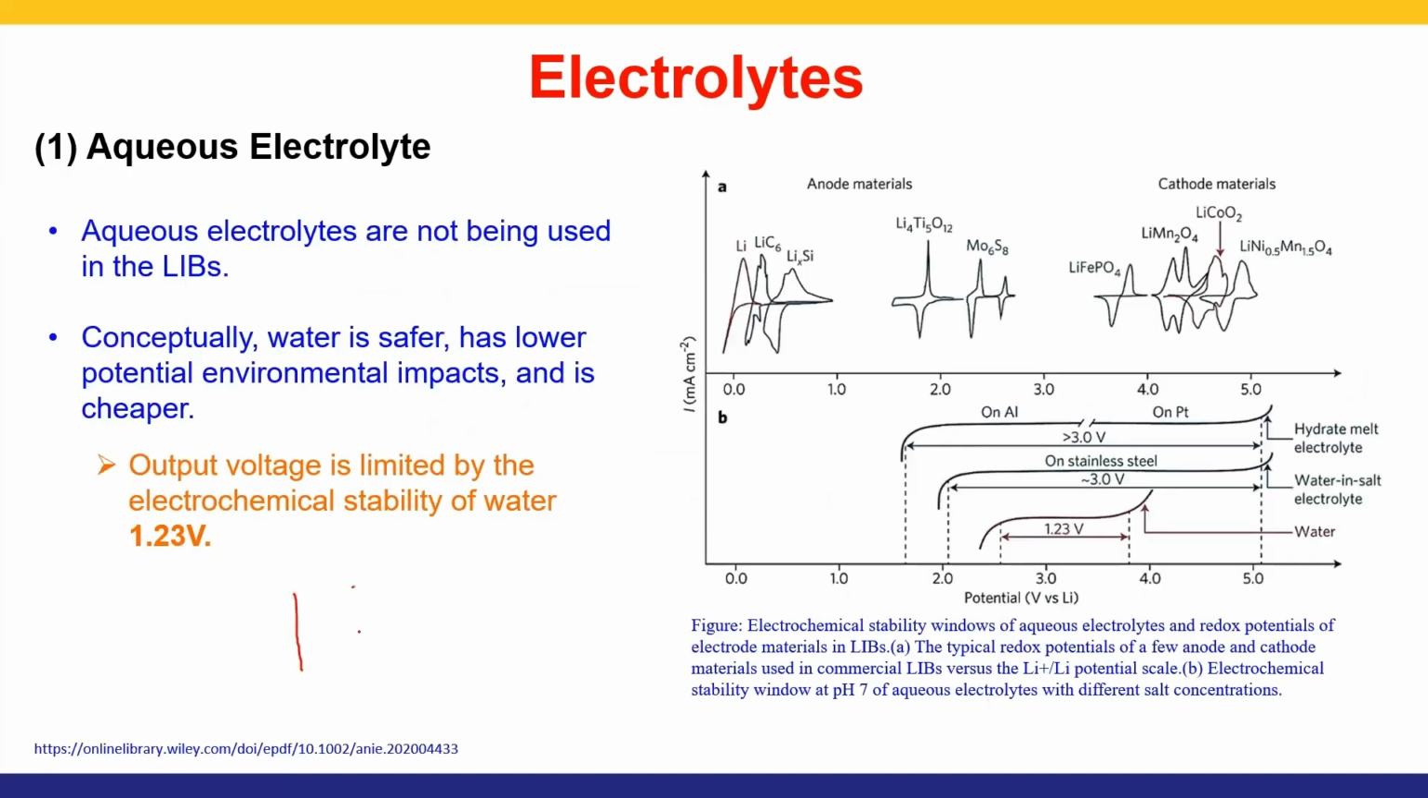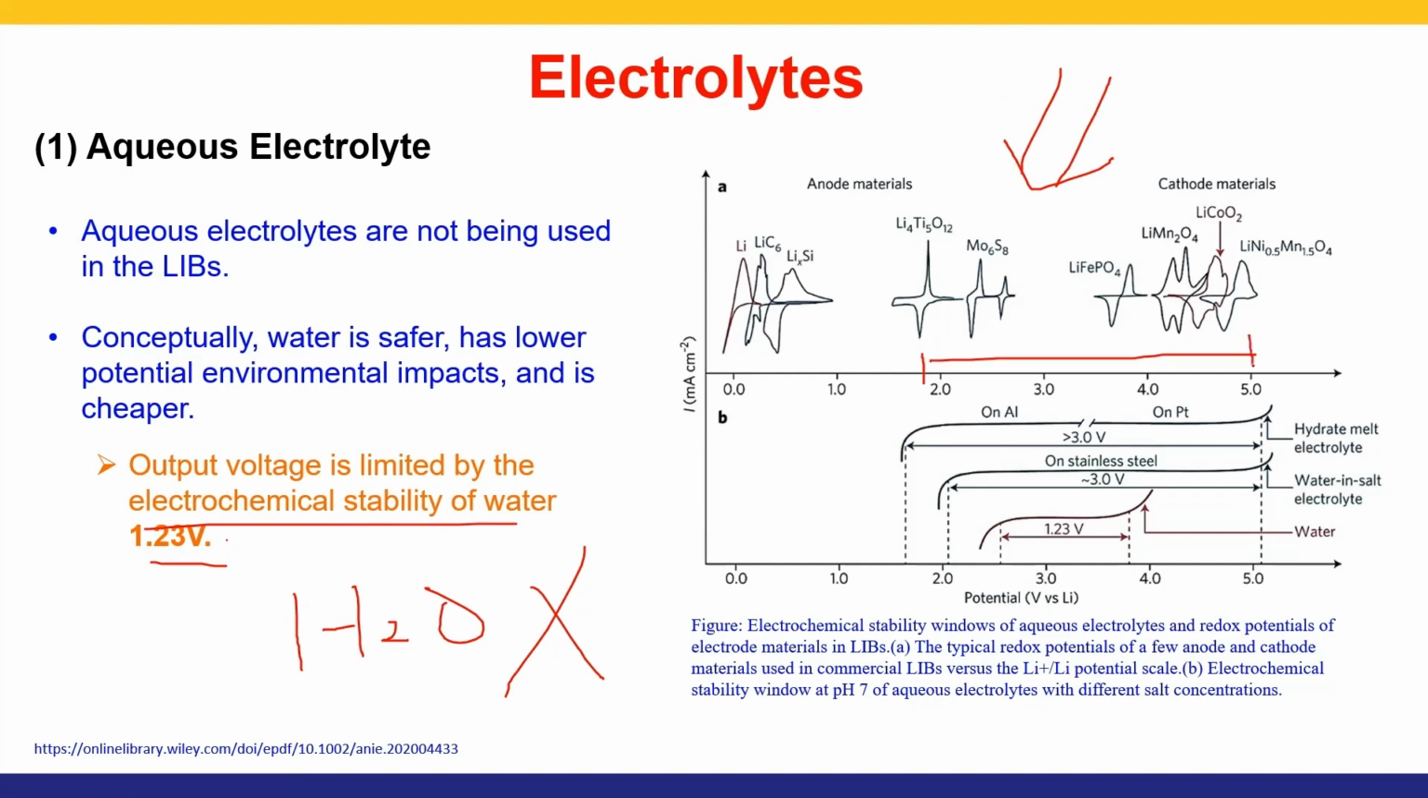Now, let's look at the aqueous-based electrolyte. Aqueous-based electrolyte refers to the water-based electrolyte, and it is not used in the lithium-ion battery. The main reason is the electrochemical stability of water. From this figure, you can see the anode material and cathode material of the lithium-ion battery. And these are the CV curves, cyclic voltammograms, which show when the lithium intercalates and deintercalates from the electrode material.